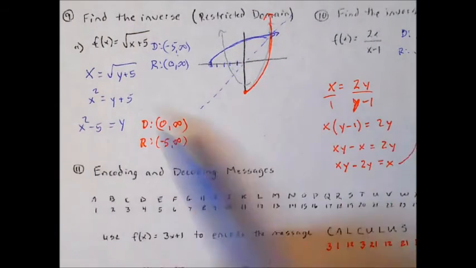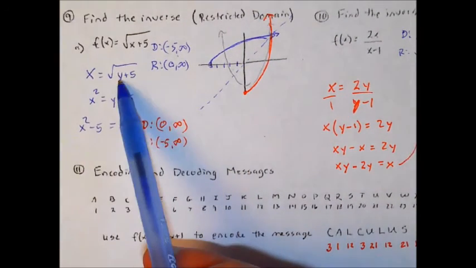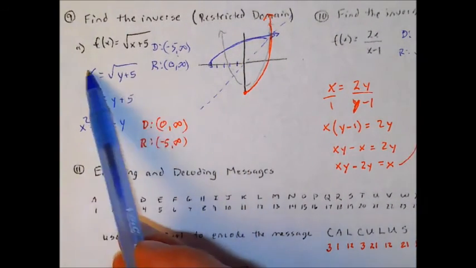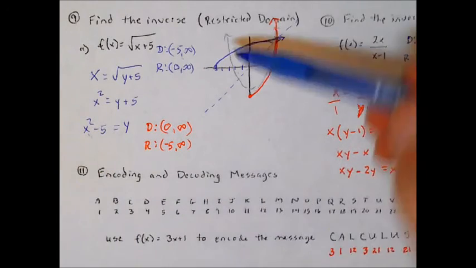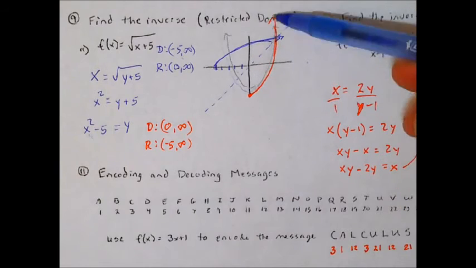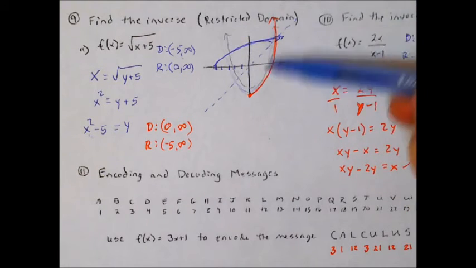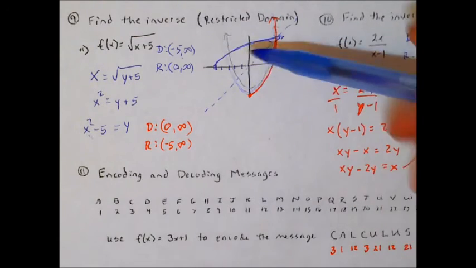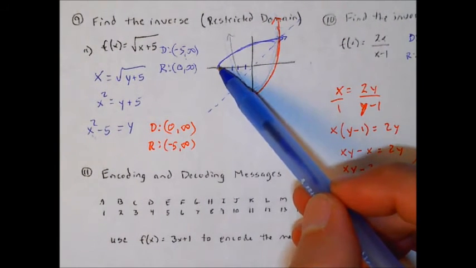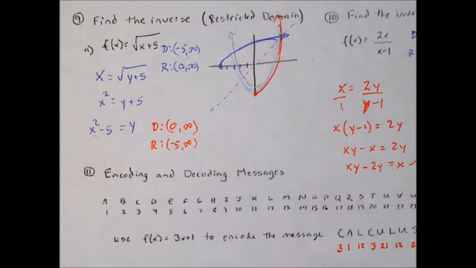Now if I find the inverse of that, so switch the x and the y, and square both sides, and subtract the 5 over, I get this. Technically, that graph is this whole thing, isn't it? Okay, it's a parabola. But the whole parabola is not the inverse of this original function. This original function only had a certain domain and range.